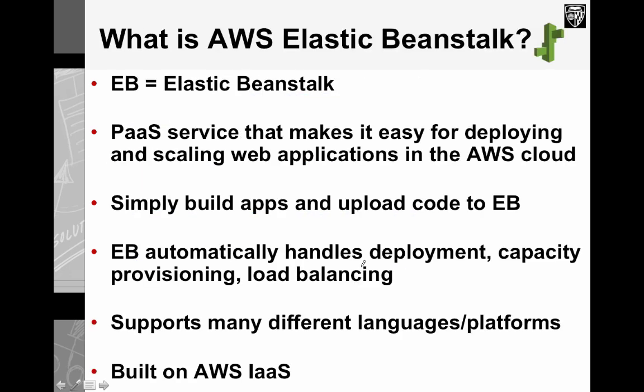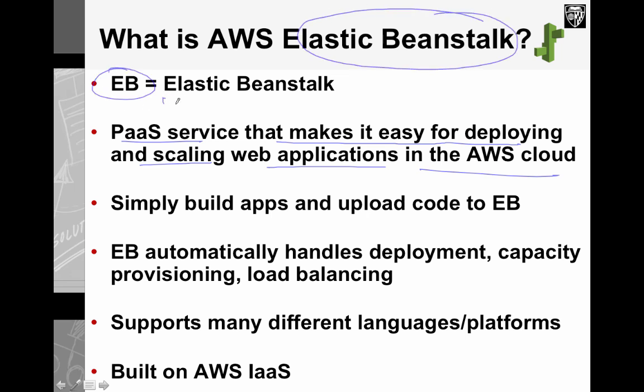So what is AWS Elastic Beanstalk? Well, it's a PaaS service that makes it easy for deploying and scaling the web applications that you have built in the AWS cloud. Many times, Elastic Beanstalk is also referred to as EB, EB standing for Elastic Beanstalk. So the idea behind Elastic Beanstalk is that you simply build your applications and then you upload it to Elastic Beanstalk, which is really your deployment process.